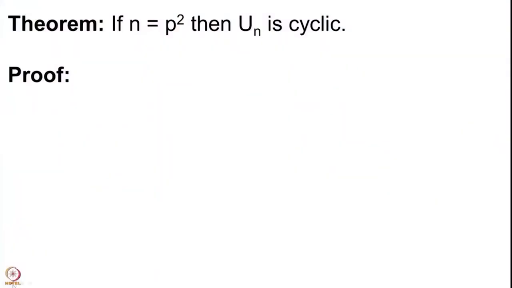Welcome back. We are proving that Un is cyclic whenever n is a power of an odd prime p. This is what we are proving, but to begin with, our baby step is to show that U(p²) is cyclic. We proved that U(p) is cyclic for all primes p, and using that we want to show that whenever p is an odd prime, then U(p²) is cyclic. So, we have the statement here on the slide for you.